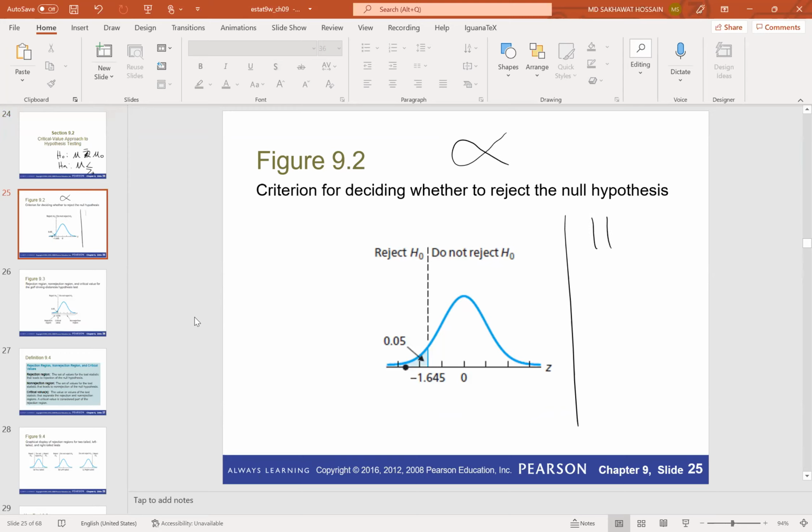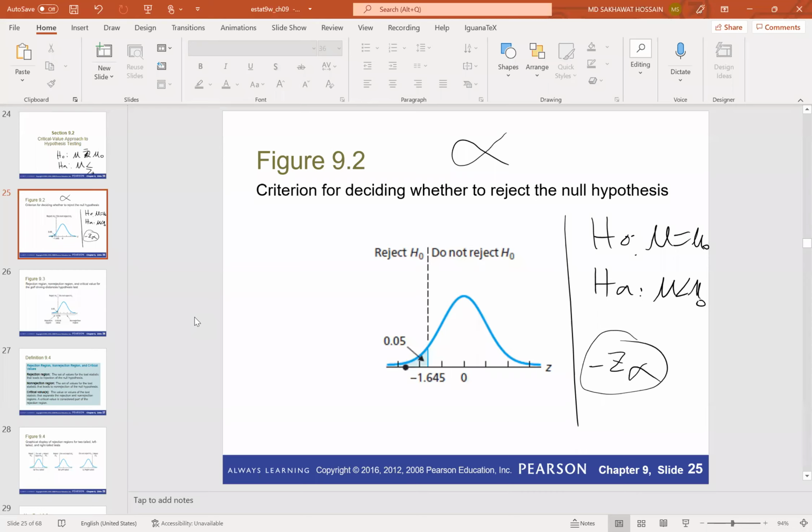So the left tail: this is mu equals mu 0, and this is mu less than mu 0. For a left tail test, the critical value is negative z alpha. So this is the critical value. That means the z score for a given alpha, and for left tail it is negative z alpha. So the critical value for the left tail will be negative.